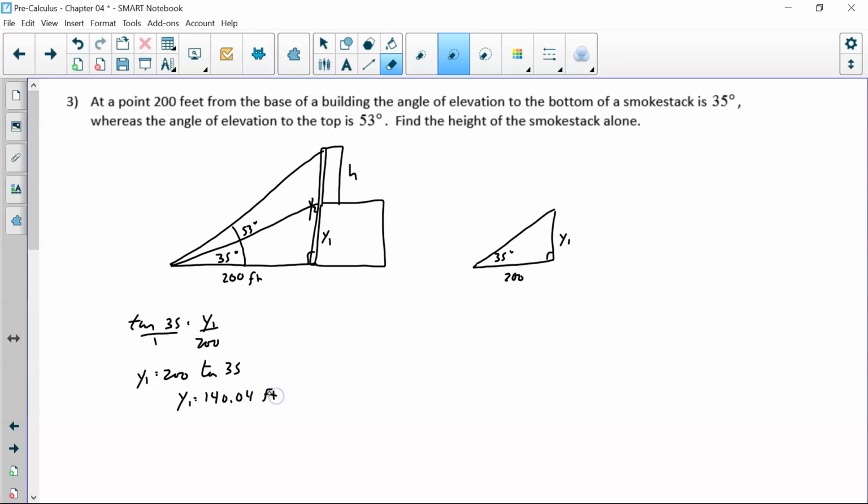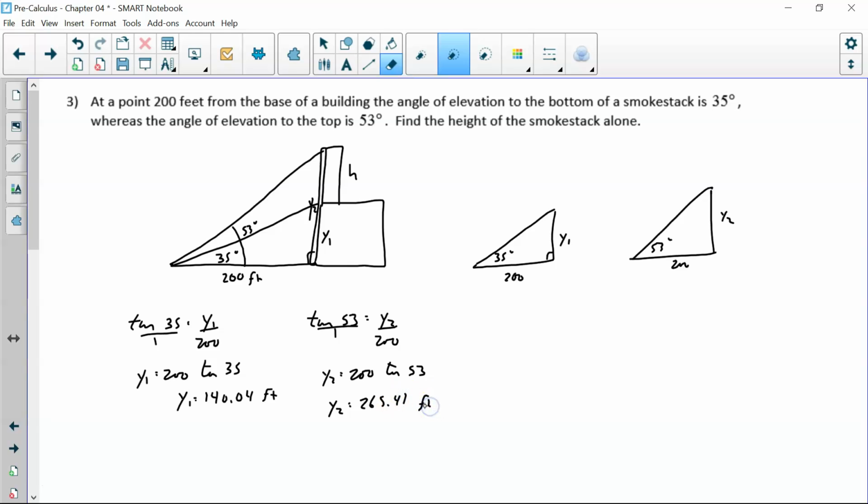For the bigger triangle, here's Y2. This is 53 degrees, and this is still 200 feet. So the tangent of 53 now equals Y2 over 200. When we cross multiply, Y sub 2 equals 200 tangent 53. So Y sub 2 equals about 265.41 feet.